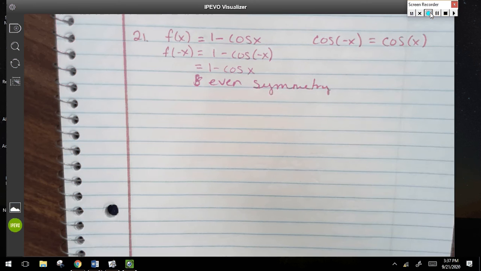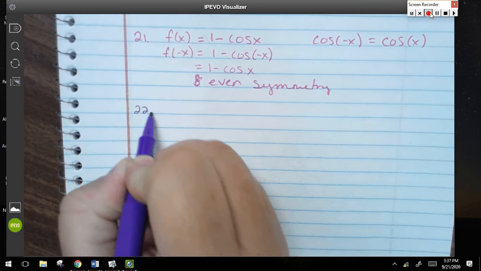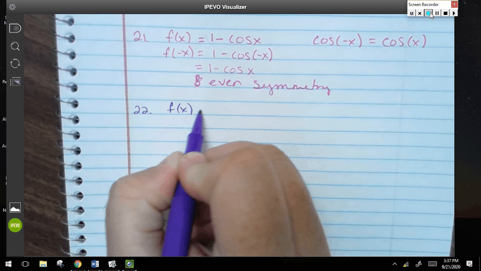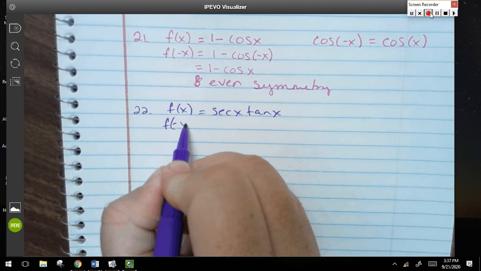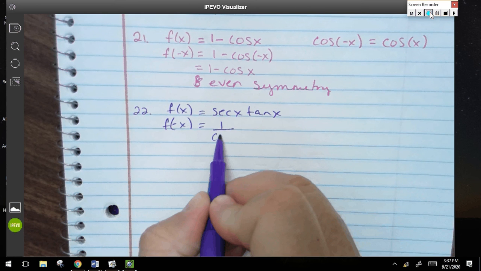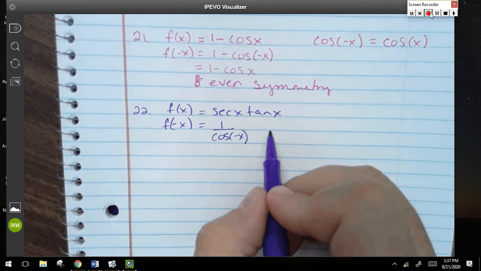Number 22 is f of x equals secant x times tangent x. For this one, I'm going to do negative x. I'm going to change secant to 1 over cosine of negative x, and for the tangent, I'm going to change that to sine over cosine. Again, changing all of my x's to negative x, because remember also tangent theta is sine theta over cosine theta.